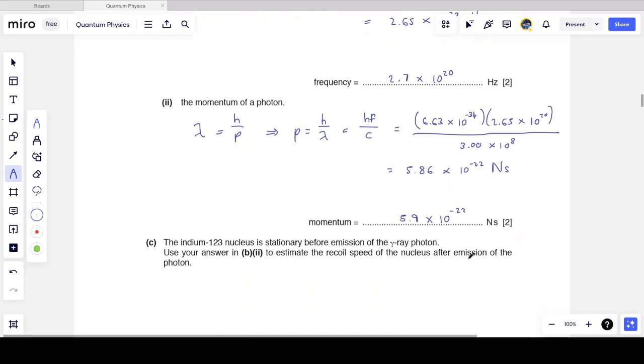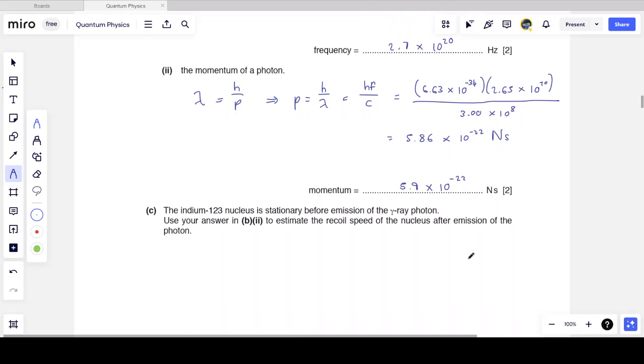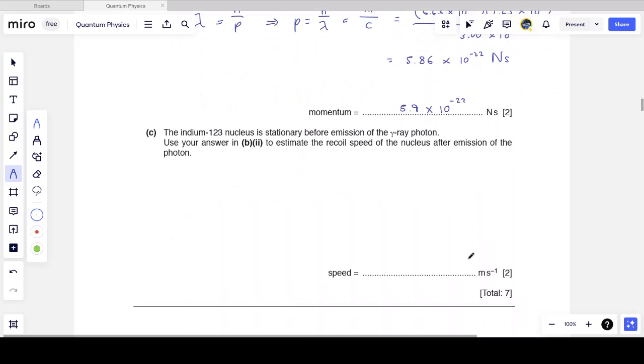But remember, photons rarely come isolated, they come in large numbers. So photons in collective can have a significant momentum. Next, we are told that the indium-123 nucleus is stationary before emission of the gamma ray photon. Use your answer in B2 to estimate the recoil speed of the nucleus after emission of the photon.